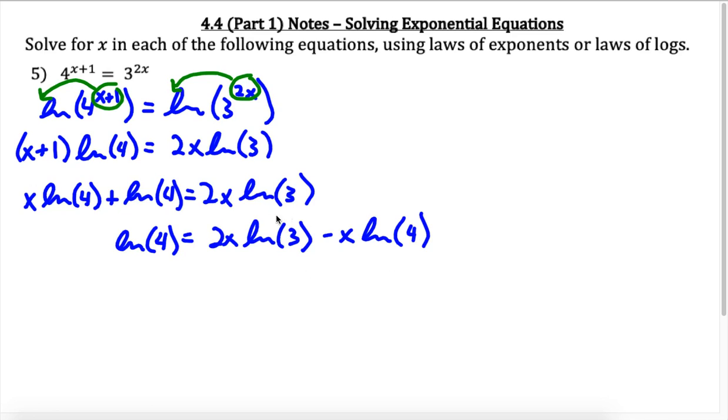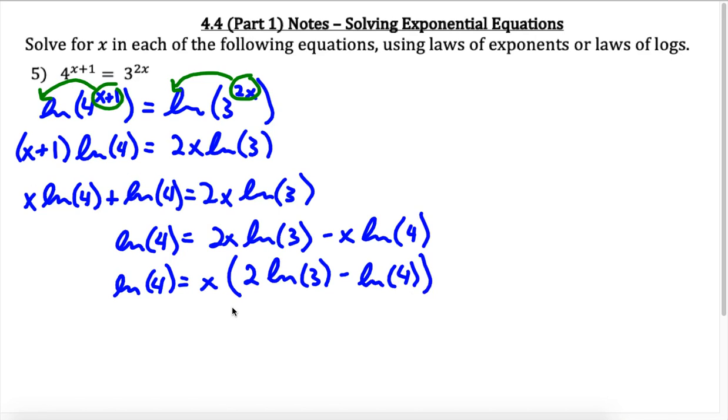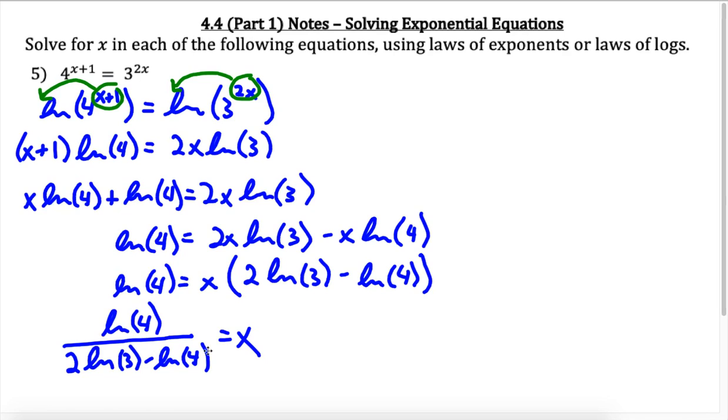Once I do that, I can now factor an x out of every term on the right side here. So I will have natural log of 4 equals x times 2 natural log of 3 minus natural log of 4. Then, to get x by itself, I can just divide both sides by this. And we will end up with natural log of 4 over 2 natural log of 3 minus natural log of 4. And this, then, I can put into the calculator.